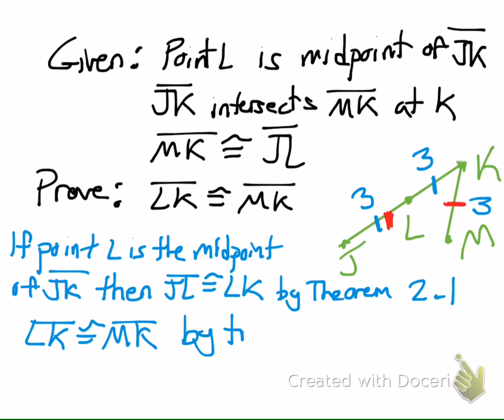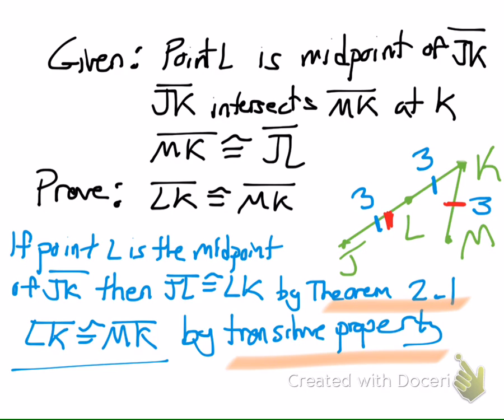Right, by the transitive property. The transitive property says if you have a first and a second thing the same, and the second and the third thing are the same, then the first and the third thing have to be the same. Here I have those two blue tick marks are the same, those two red tick marks are the same, therefore these two have to be the same by the transitive property. So I just proved that using my justification of theorem 2.1 and the transitive property. That's a good proof.